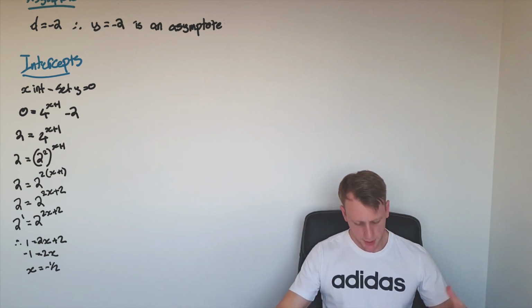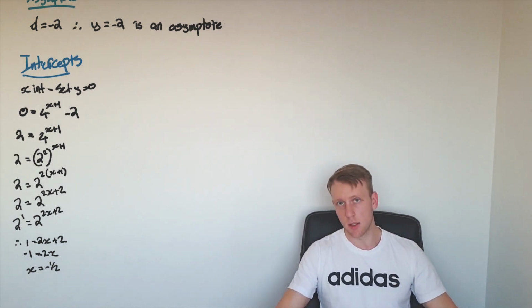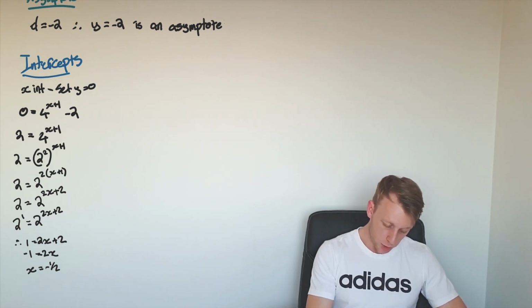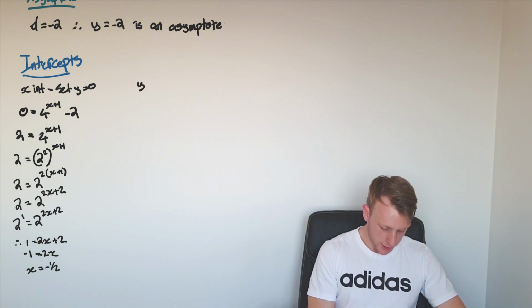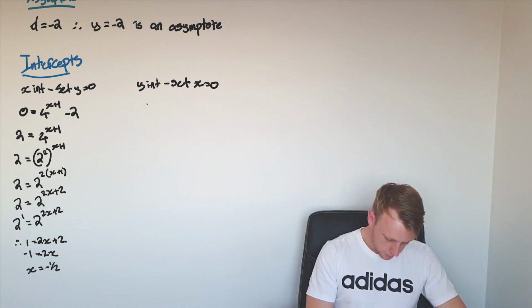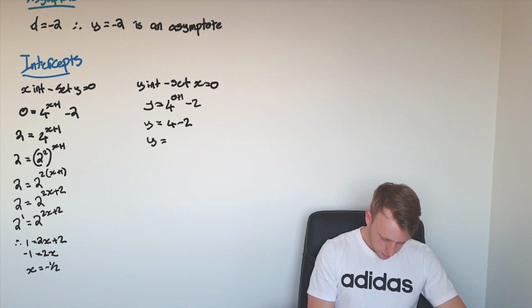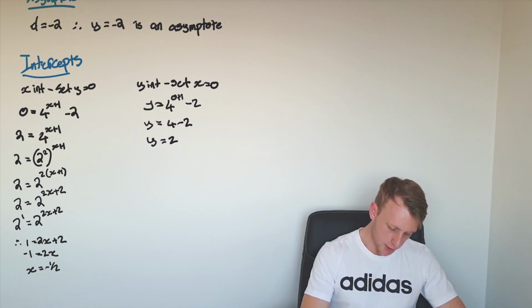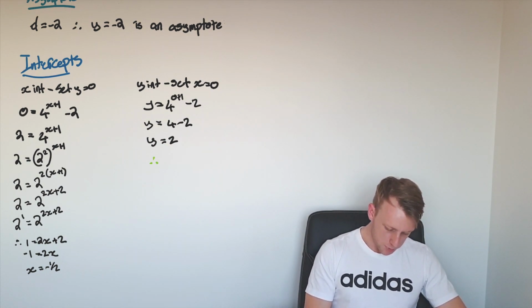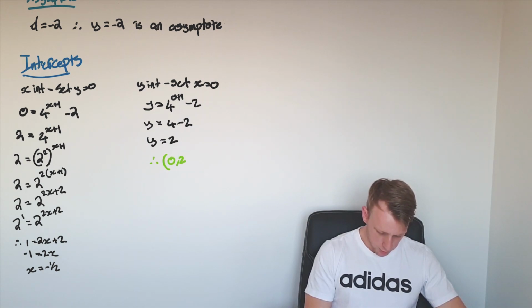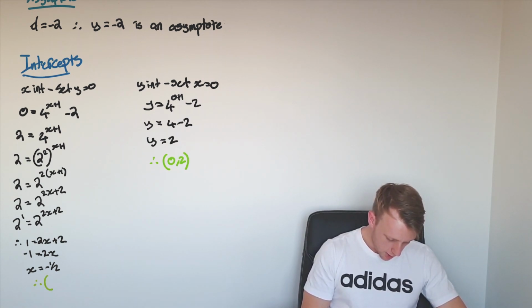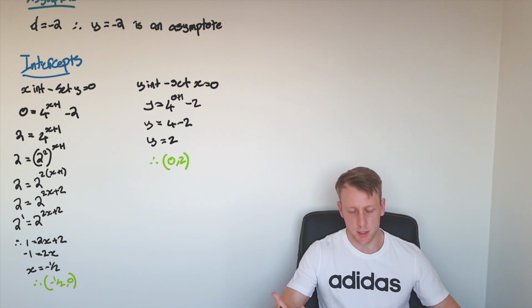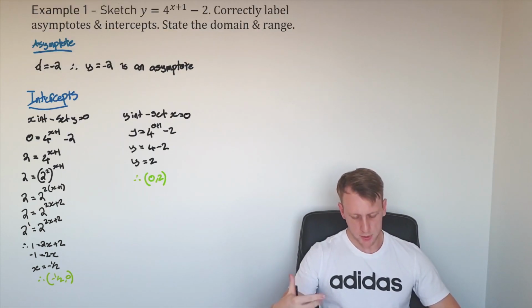Okay, so finding our x-intercept, we get x is equal to negative a half. We're going to do the same thing for the y-intercept. Okay, so then we have our x and y-intercepts. To name them a little more explicitly, that means we've got (0, 2) as a point and (-1/2, 0) as a point. They're just our intercept points. I've got asymptotes and intercepts.